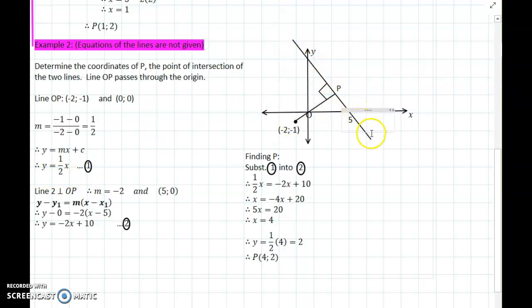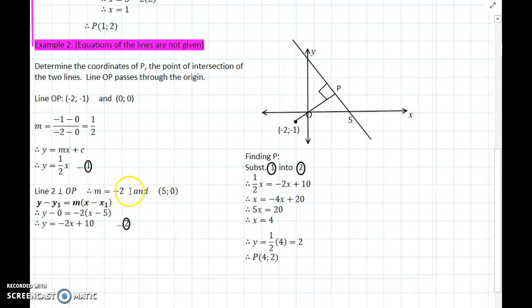Now I need the equation of the second line. What do I know here? That it's perpendicular to OP. So the line 2, as I've called it, is perpendicular to OP. So if OP's gradient is a half, then the gradient of the line I'm looking for must be -2, since the two lines are perpendicular. And that line also has a point (5; 0).